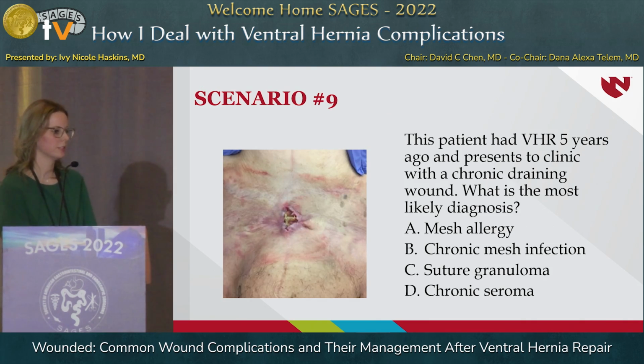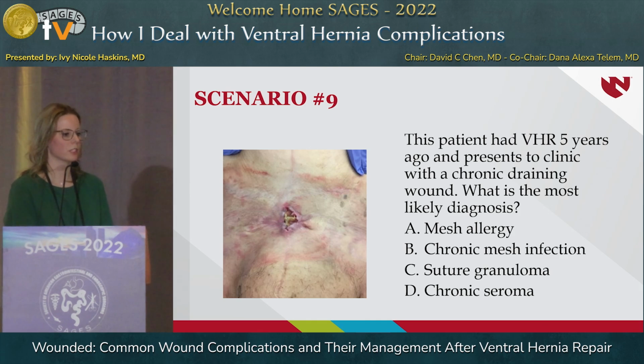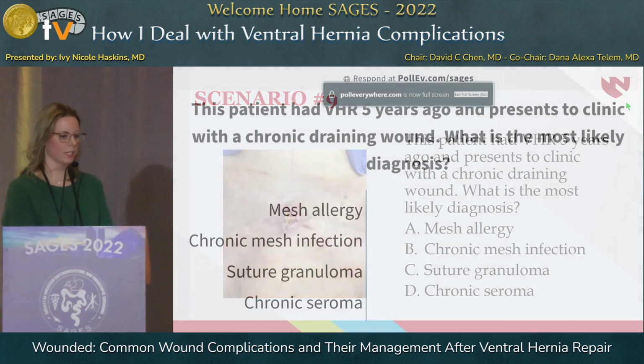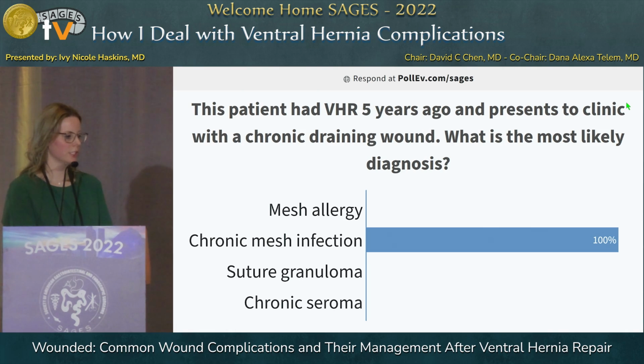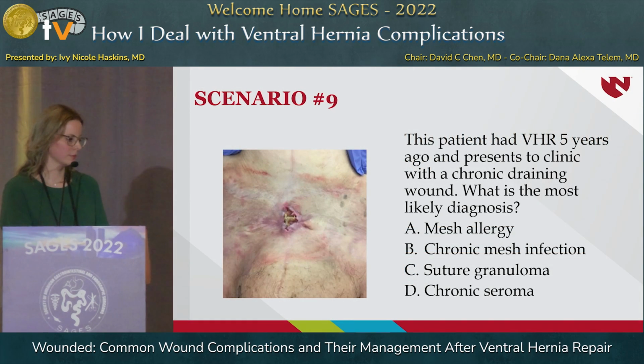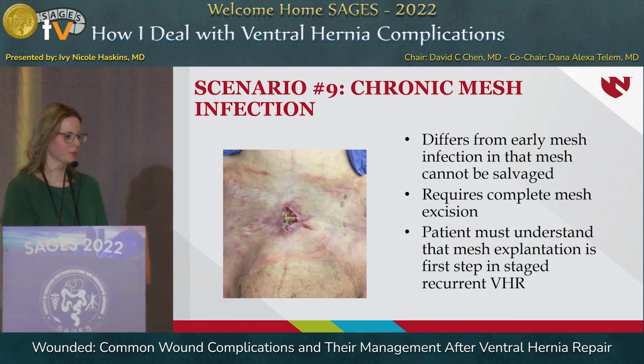Final scenario, this patient had ventral hernia repair 5 years ago and presents to clinic with a chronic draining wound. What is the most likely diagnosis? A, mesh allergy, B, chronic mesh infection, C, suture granuloma, or D, chronic seroma. The answer is B, chronic mesh infection.